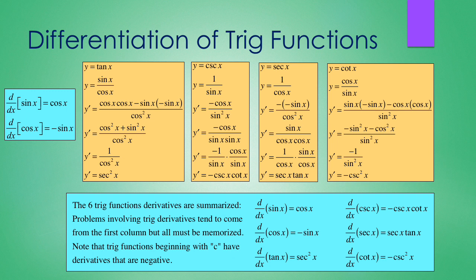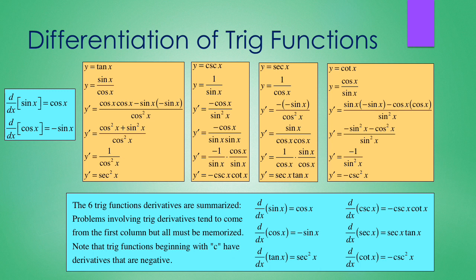The sine function, cosine function, and tangent function are used extensively in calculus. The derivative of sine of x is cosine of x, the derivative of cosine x is negative sine of x, and the derivative of tangent x is secant squared of x. The second column, the functions are not used as extensively, but still must be memorized.